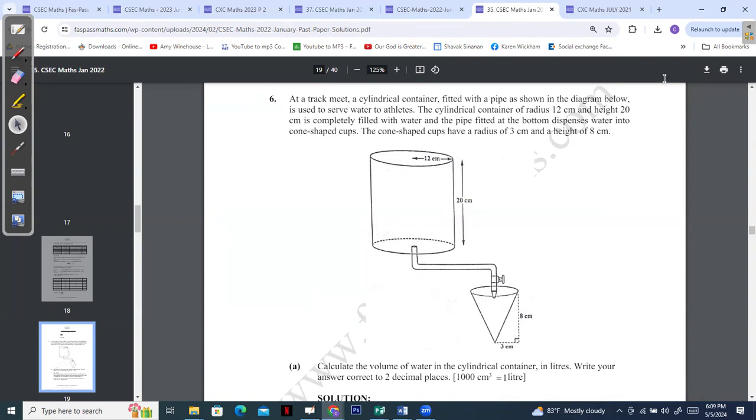And the pipe fitted to the bottom dispenses water into a cone-shaped cup. The cone-shaped cup has a radius of 3 centimeters and a height of 8 centimeters. If we remember, to find the volume of a cone, you need the height and the radius. Everybody with me? So in my mind, this question seems pretty straightforward, right?